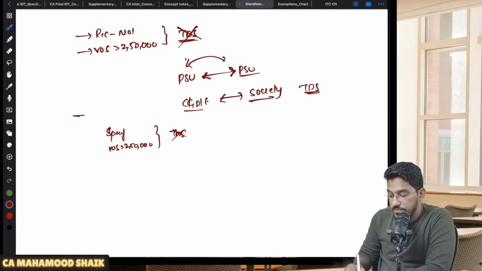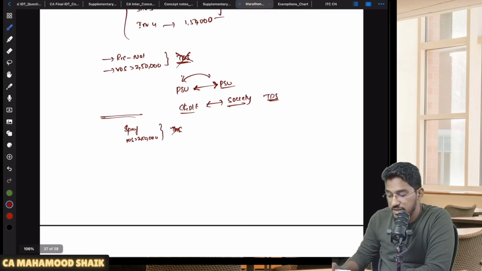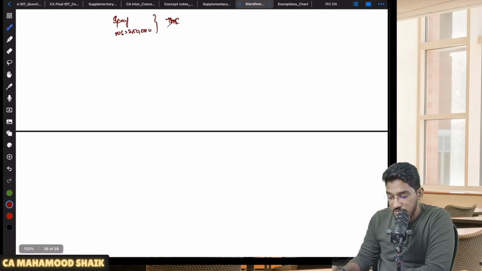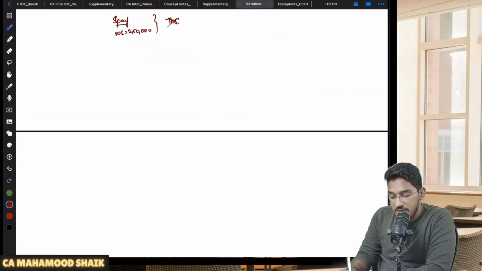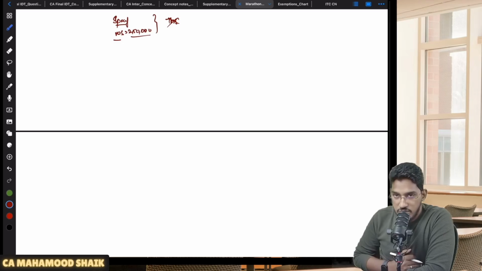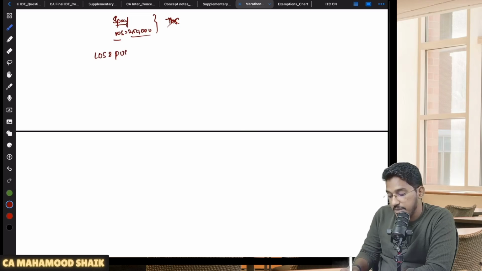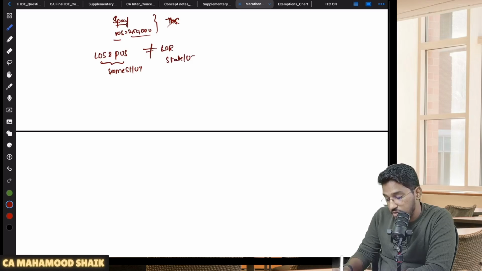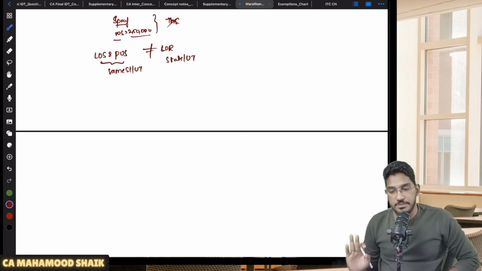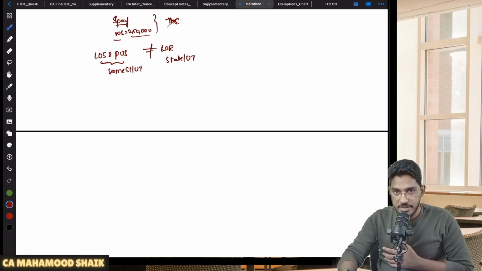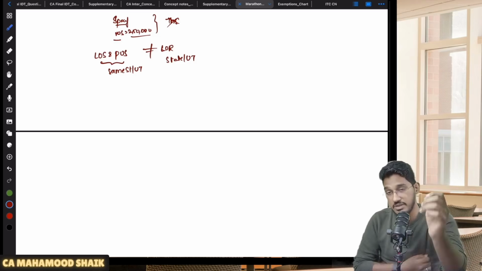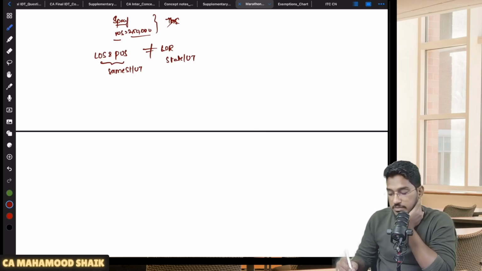When, sir? One case I have already told: if the supply is happening between those specified recipients, except clause D, then TDS will not become applicable. One more case I am going to tell you now. Even though the recipient is a specified recipient, and even though the value of supply under a contract is more than 2,50,000 rupees, still TDS will not become applicable. Sir, what is that one case? When the location of the supplier and the place of supply fall in the same state or union territory, which is different from the state of registration of the recipient, then TDS will not become applicable. Even though the recipient is a specified recipient and the value of supply under a contract has exceeded 2,50,000, this is one such case where TDS will not become applicable. What is that one such case?